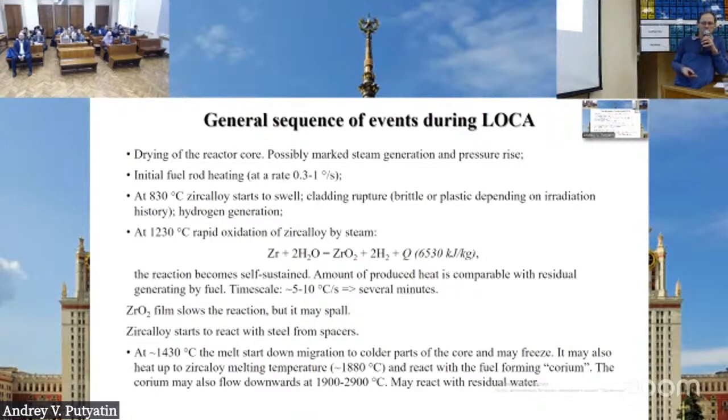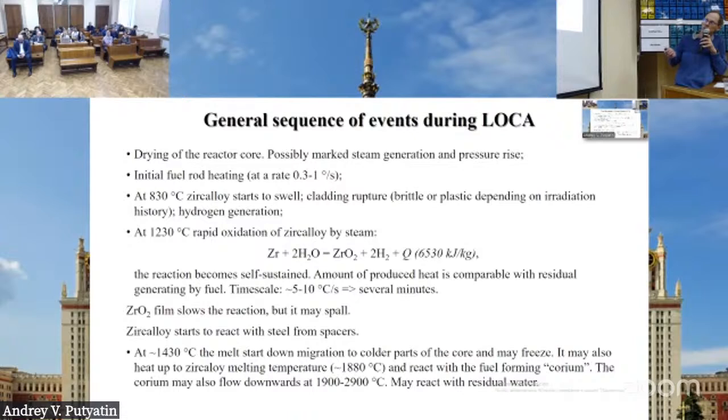What's going on when we lose the coolant? The temperature first starts to increase. The reactor core is drying up because the fuel releases heat. There is no sink for this heat, and of course, fluid starts to evaporate. There could be some steam generation. And the fuel rods start to heat, initially relatively slowly. It is always debatable what is slow or fast, but it's approximately 1 degree per second.